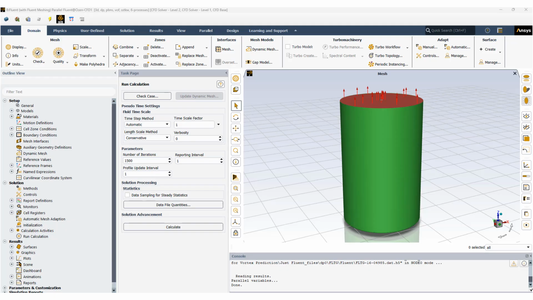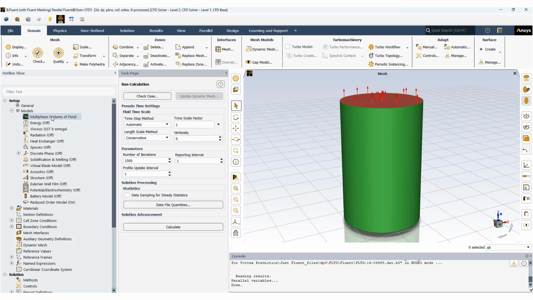Hello, and this is Ertan Teskin from Ozon Engineering, and in this video I'll be demonstrating the details of the model settings for simulating the steady vortex in a stir tank using Ansys Fluent. Let's go through the details one by one.